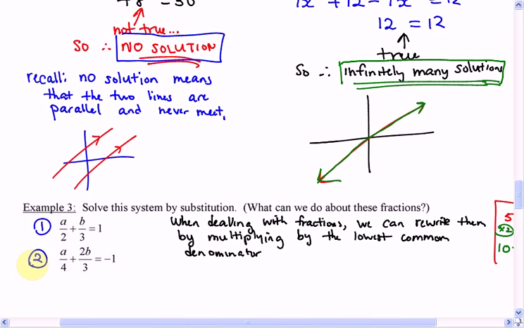If you look at equation number 1, we have denominators of 2 and 3. So what do you think the lowest common denominator would be? And if you said 6, that's correct. So I'm going to take equation number 1 and multiply everything by 6. Now let's think what happens.